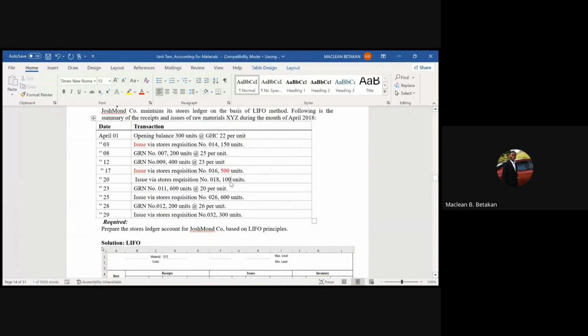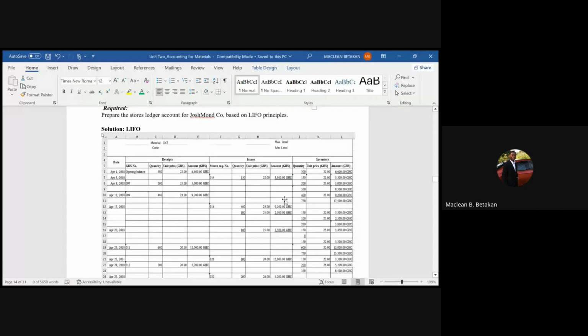Now, since we are using the LIFO method, last in, first out, the last receipt we have was 400 units. And if we are issuing 500 units, then we can take the whole of the 400 units out. So we take 400 valued at 23. When you come to the issue side, you have 400, valued at 23, you have 9,200. Since we are issuing 500 and we got 400, we are left with 100 units.